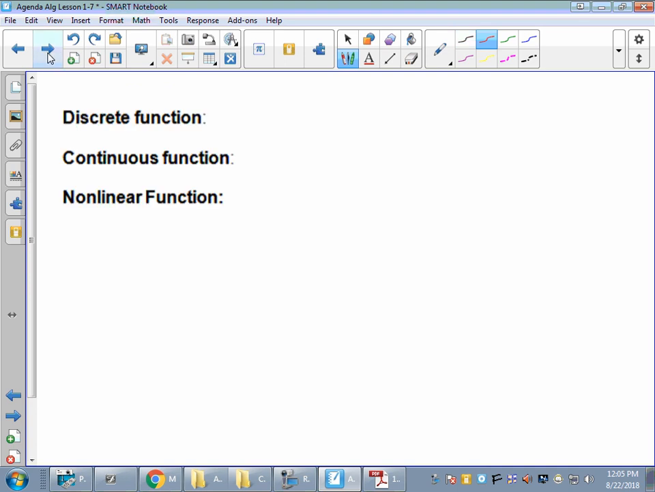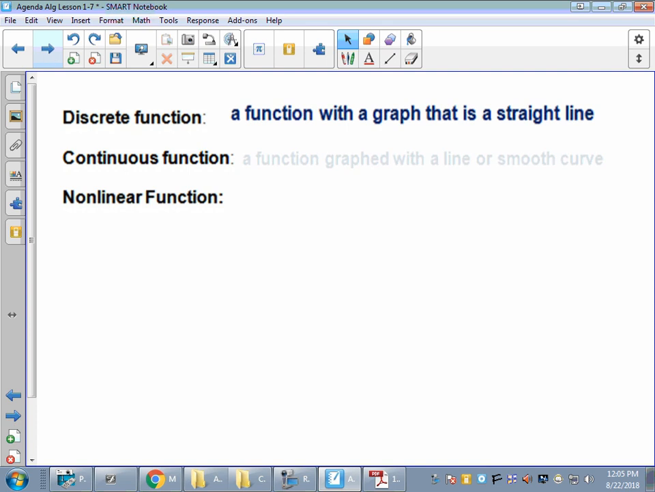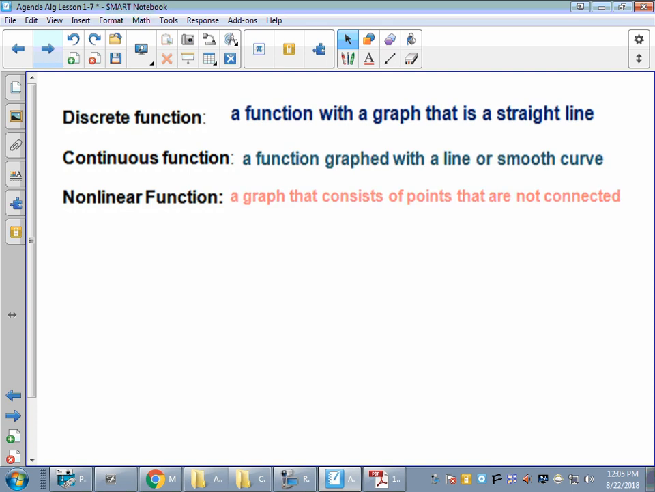Okay, real quick here, we're just going to go through these pretty fast. We don't have to worry about memorizing these too much. We just want to touch on them. But discrete function, continuous function, nonlinear function. Discrete function is a function with a graph that's a straight line. Continuous function is a graph with a straight line or a smooth curve, and it's not all broken up. And then a nonlinear function is a graph that consists of points that are not connected. Well, they could be connected. So we'll just make sure that we say they're not straight.